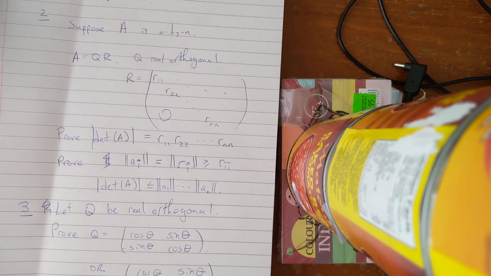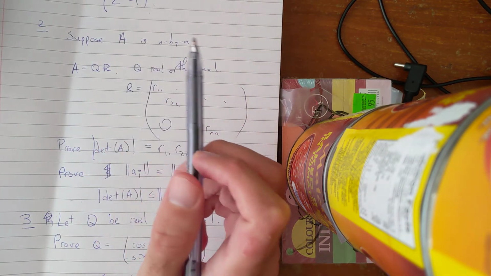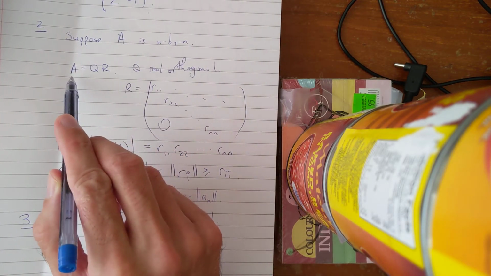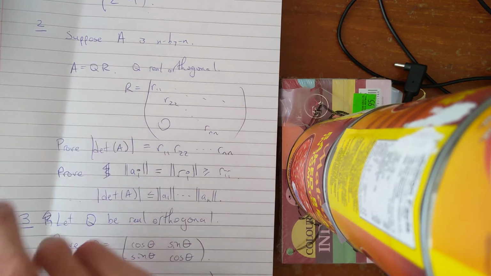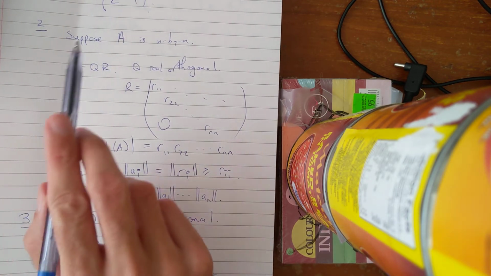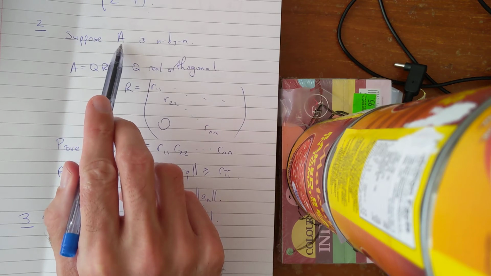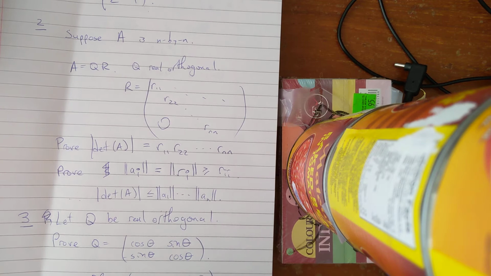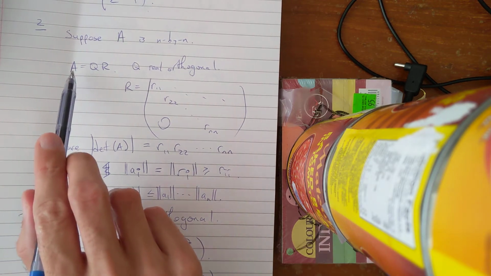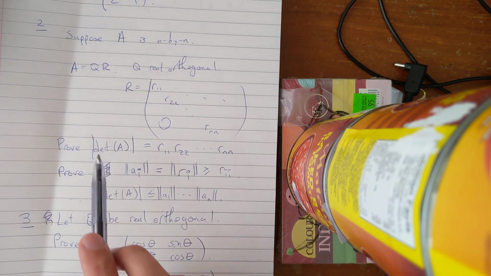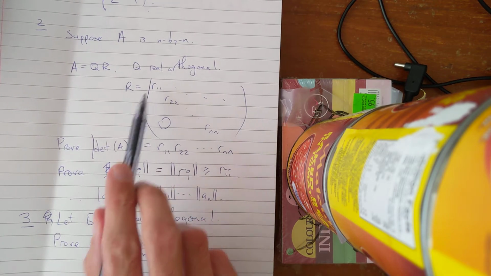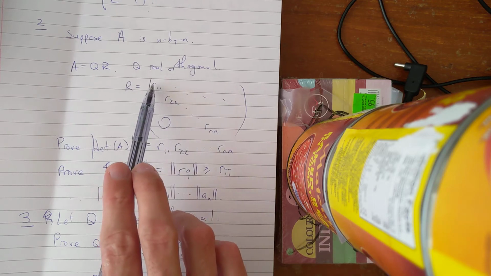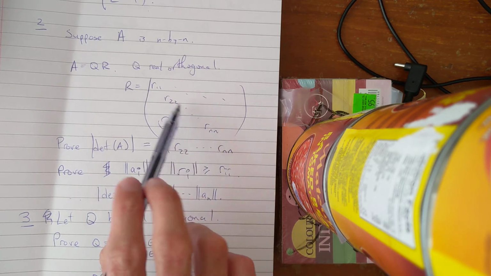And for the second question, we have an n by n matrix, and then we have the QR factorization for A. And we'll suppose A has real entries. Okay. And what are we gonna do? Writing A equals QR, we're gonna prove that the absolute value of the determinant of A is just the product of the diagonal entries of R.